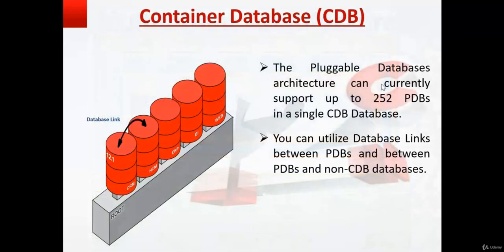The pluggable database architecture can currently support up to 252 PDBs in a single CDB. This figure is the initial figure in the 12.1 release. Now it is more than 1000. More than 1000 PDBs can be connected to a CDB. You can utilize database links between PDBs and non-CDB databases.